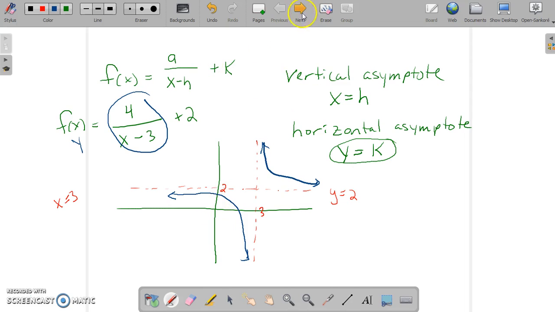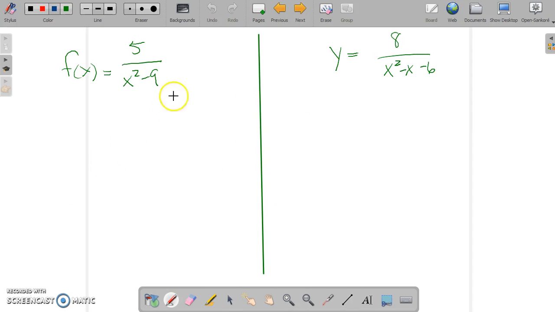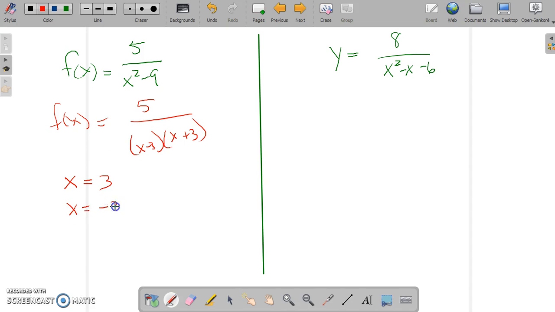Okay? So what you're going to be doing in some of your homework problems is working with this idea. Okay? So this first problem here, you're always going to want to factor first. Okay, so I'm going to factor this equation. So f of x equals 5 over x minus 3, x plus 3. So my vertical asymptotes are going to be at x equals 3 and x equals -3.